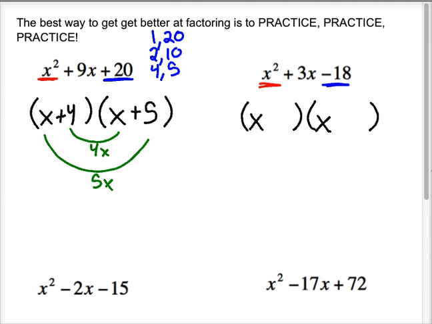To get negative 18, well, let's find the things that multiply to 18. Well, 1 and 18, 2 and 9, 3 and 6. And again, you can always use your calculator to search for those numbers that I just found.